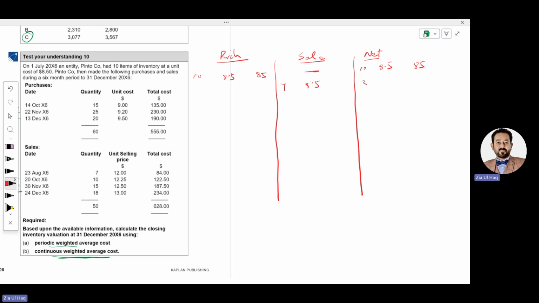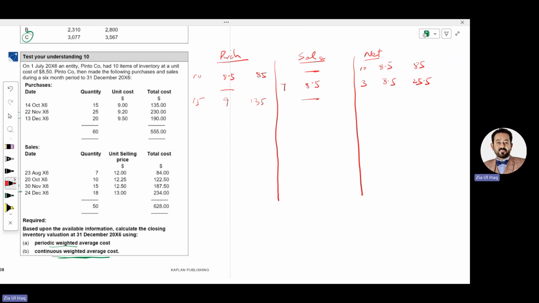So we are having 3 units left. At 8.5, what is the value? 25.5. This we are having. And then we have a purchase. On 14th October, we have purchased 15 units at the rate of what? 9. So value is 135.